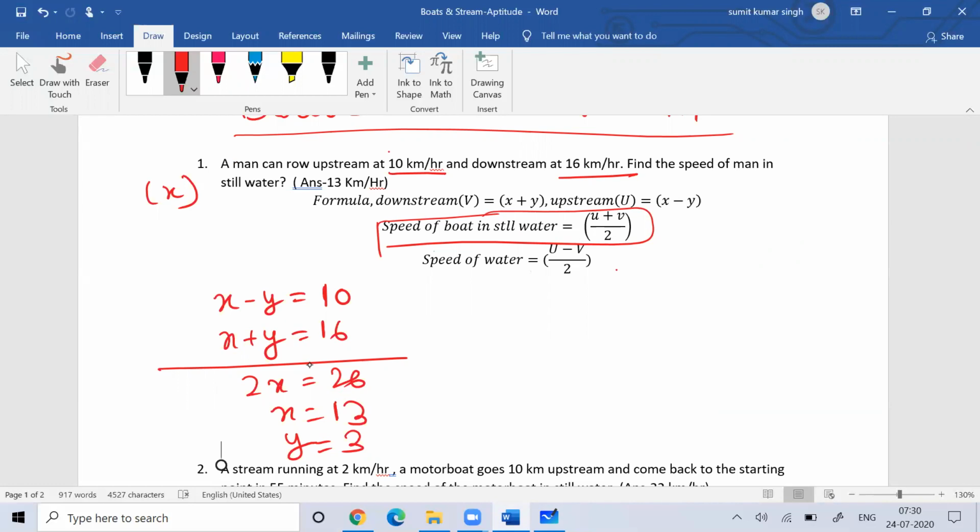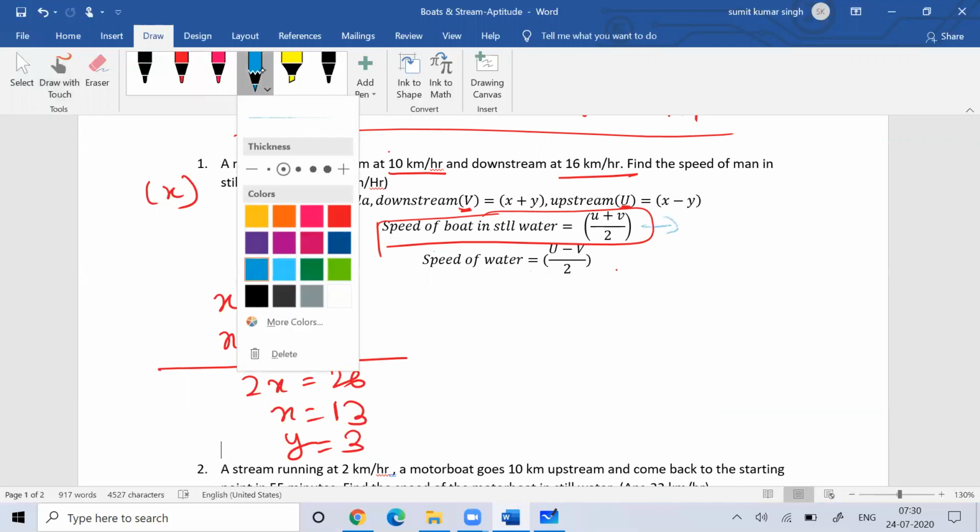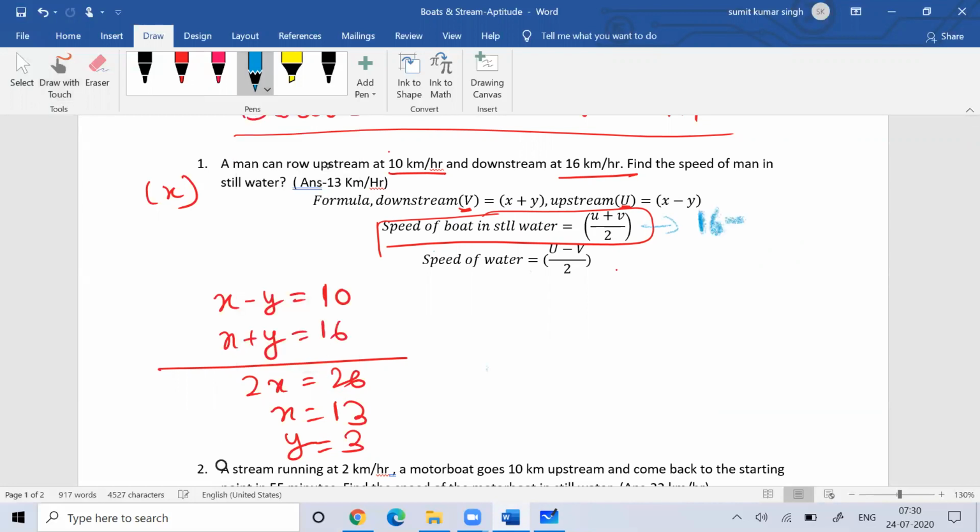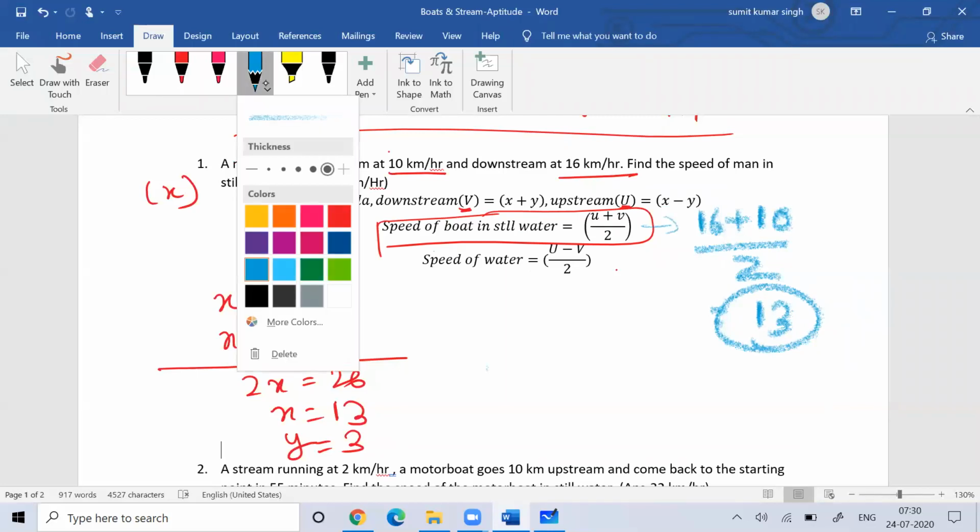If the speed in upstream is u and the speed in downstream is v, then the speed of boat in still water is u plus v by 2. Means without solving the linear equation, you can do the same thing. The speed of boat in still water is nothing but 16 plus 10 divided by 2. You will get 13 only. So it means the same thing, nothing different here.